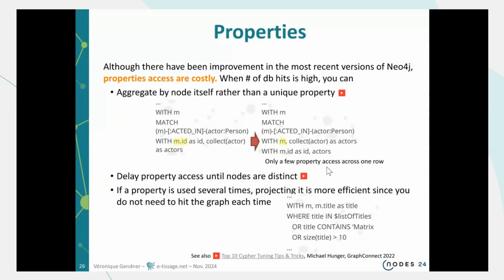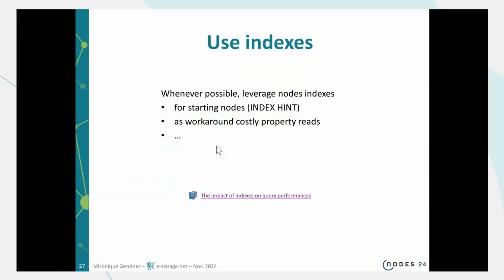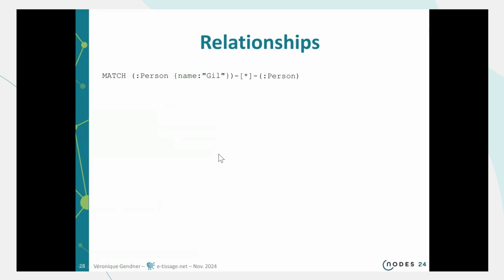Besides reducing the number of rows, you also want to reduce database hits. And although there have been improvements in the most recent version of Neo4j, property accesses are costly. Here are some pointers to reduce the cost of property access. We've seen several uses of indexes. They are definitely a useful lever to look into for query processing time reduction.